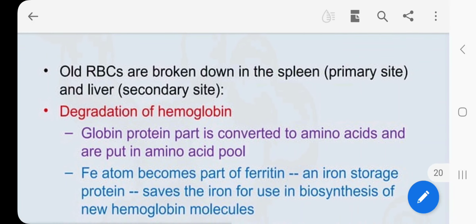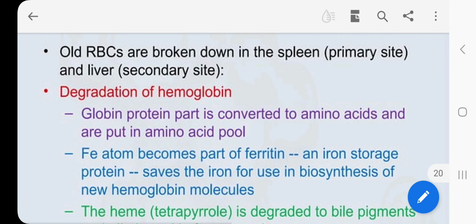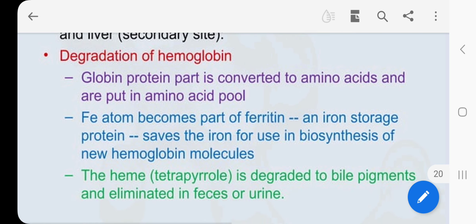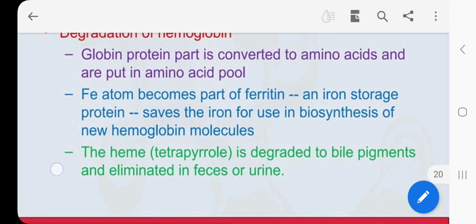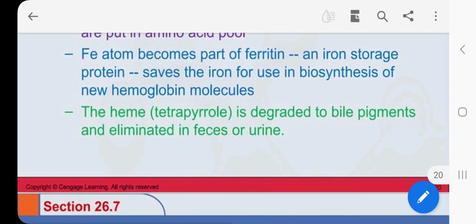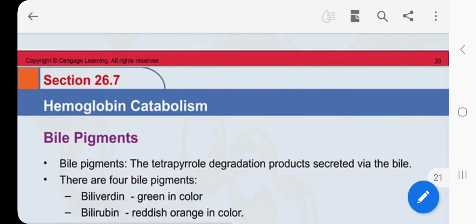So, hemoglobin catabolism, the degradation of hemoglobin. The globin protein is converted to amino acids and put in the amino acid pool. Sabi natin kanina, meron tayong function ng amino acid pool at meron tayong mga further processes that need the amino acid pool. So relate it to our first discussion sa first few slides. The iron atom becomes part of ferritin, an iron storage protein that saves the iron for use in biosynthesis of new hemoglobin molecules. The heme tetrapyrrole is degraded to bile pigments and eliminated in feces or urine.